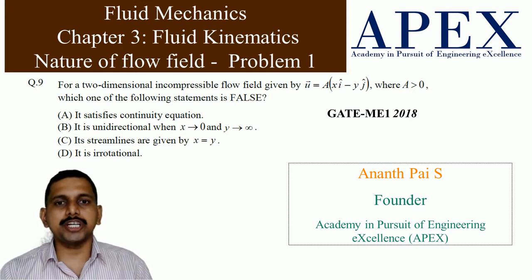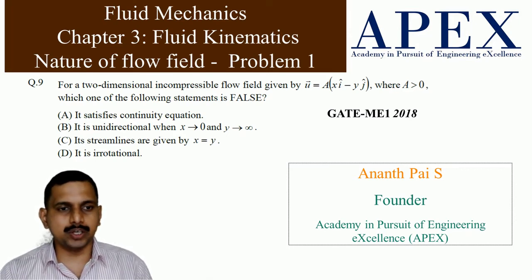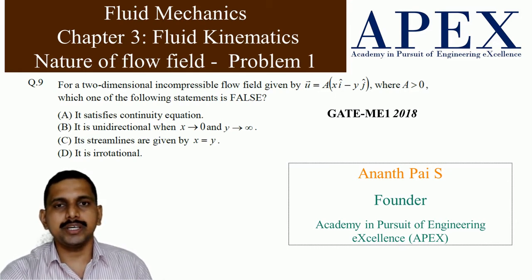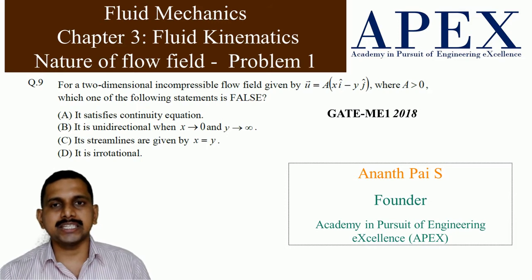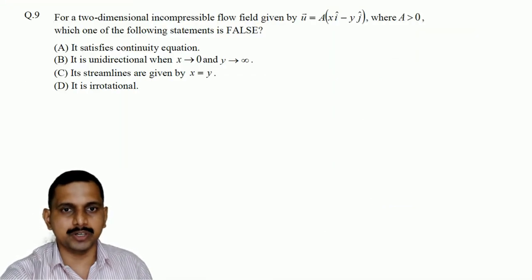For a two-dimensional incompressible flow field given by u is equal to a into xi minus yj, where a is greater than 0, which one of the following statements is false? It satisfies continuity equation. It is unidirectional when x tends to 0 and y tends to infinity. Its streamlines are given by x is equal to y. It is irrotational. We will see what is the answer here.